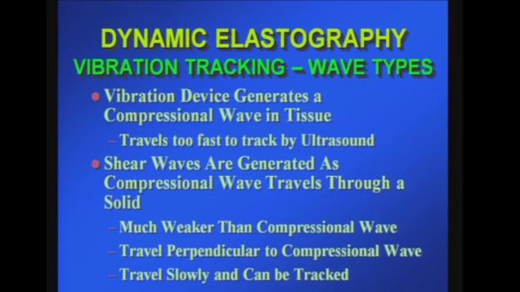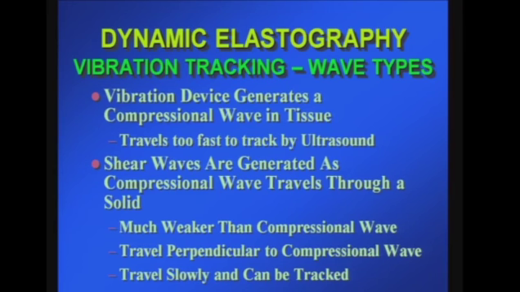Moving on to what we call shear wave elastography, we need to talk a little bit about how to track vibrations. As you know, there are two main wave types that can be transmitted through tissues. One is the compressional wave, which is what we use to actually create the ultrasound image. But this wave travels very fast, approximately 300 meters per second, and is far too fast to track by an ultrasound method because the ultrasound is actually traveling at the same speed that you want to track.